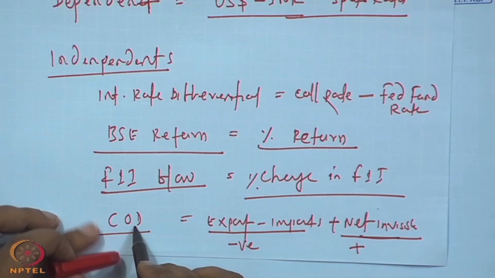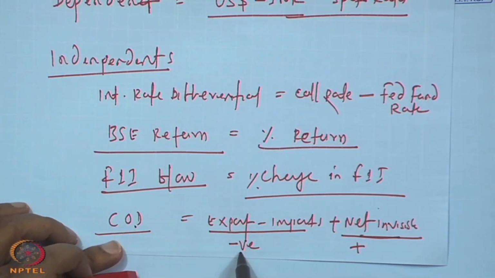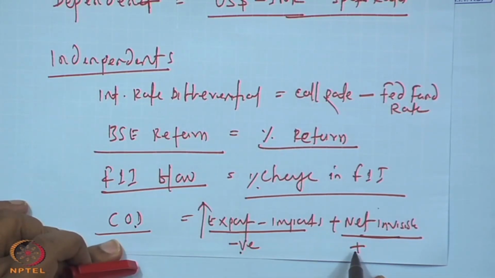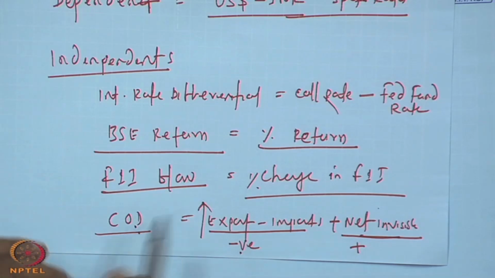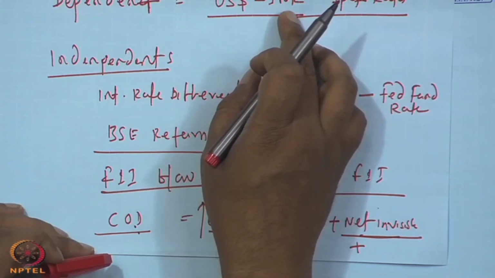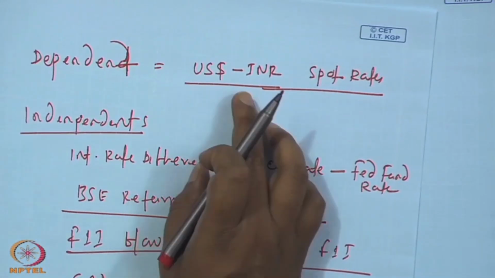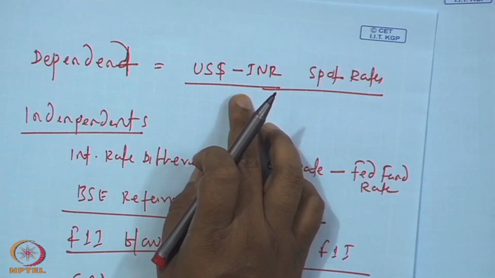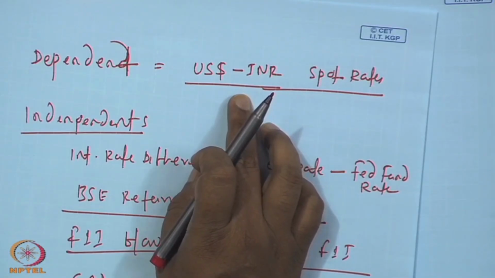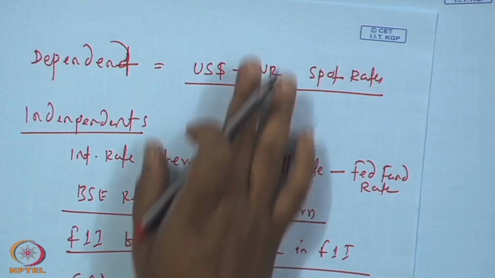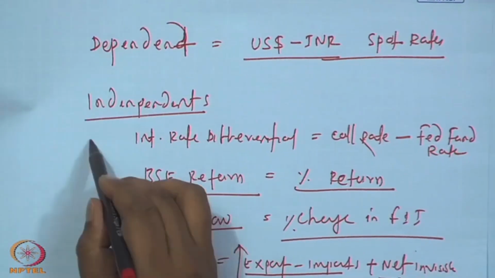So the current account will be positive. When the trade deficit becomes larger, then the current account may be in deficit. When there is a current account deficit, India needs more foreign currency, and the rupee will depreciate. The current account deficit has a positive relation with the spot rate: if the current account deficit is more, the rupee will depreciate; if it is less, the rupee will appreciate. All these primary variables are there.